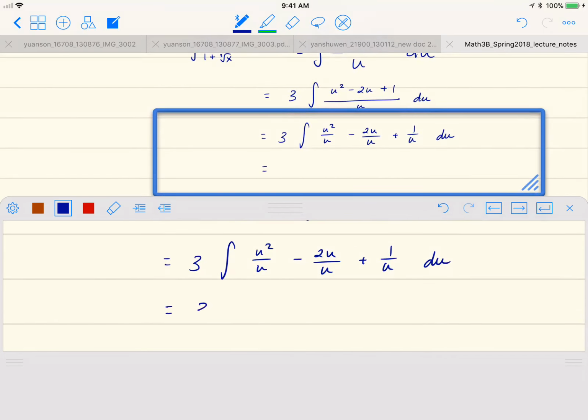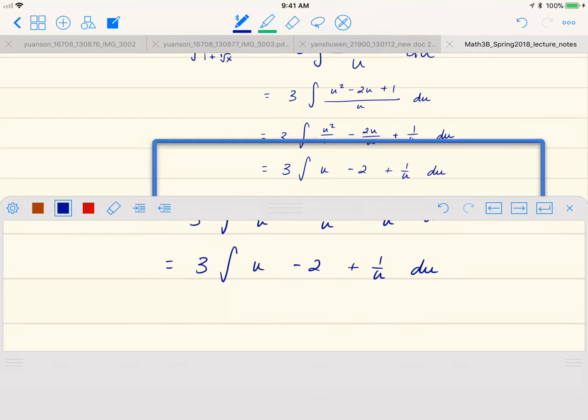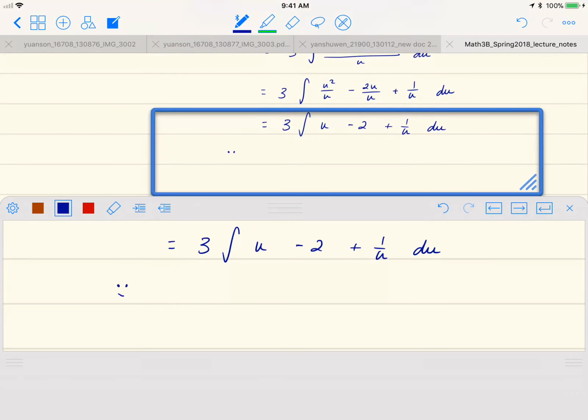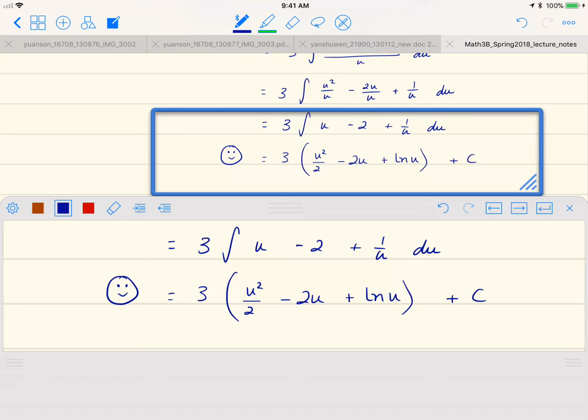Okay? Equals 3 integral of u minus 2 plus 1 over u du. I smile. Why do I smile? Because this is so easy. So I'm going to have u squared over 2 minus 2u plus the natural log of u plus a constant.